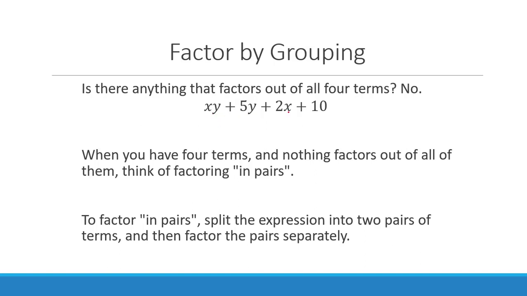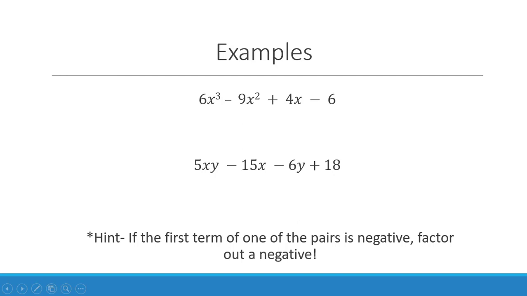So is there any factor that you could take out of all four of these? And the answer is no. But when you have four terms and nothing factors out of all of them, think of factoring in pairs. To factor in pairs, you want to split the expression into two pairs of terms and then factor the terms separately. So let's look at an example of what this looks like.